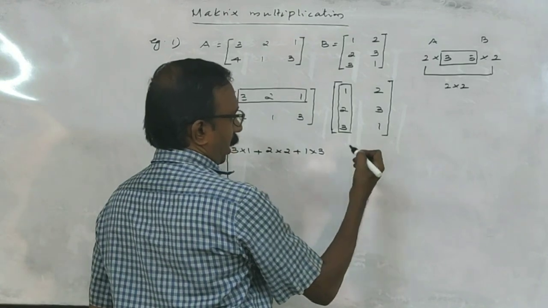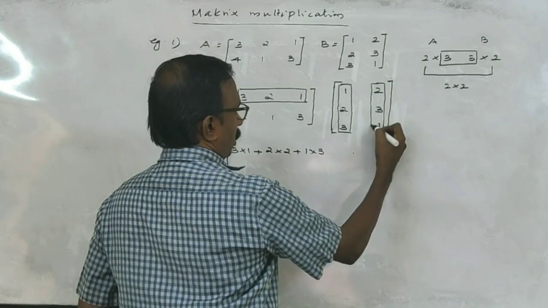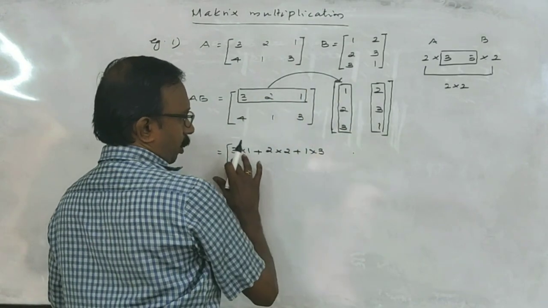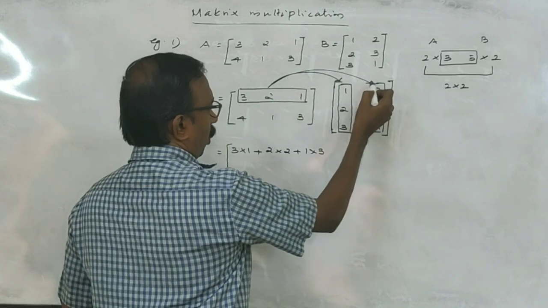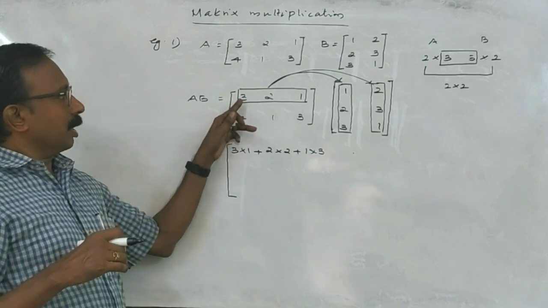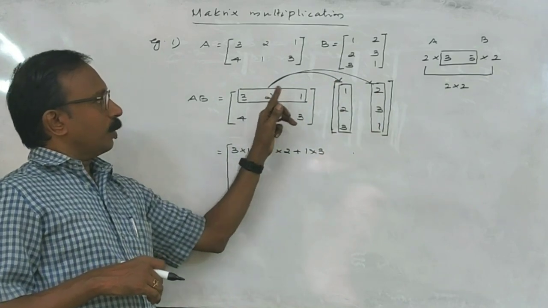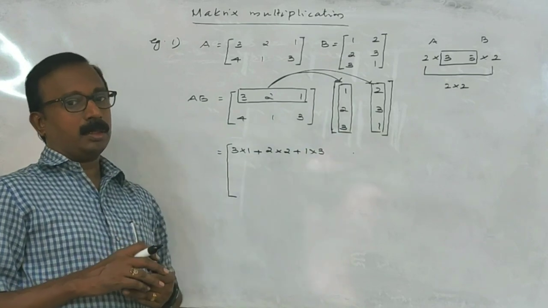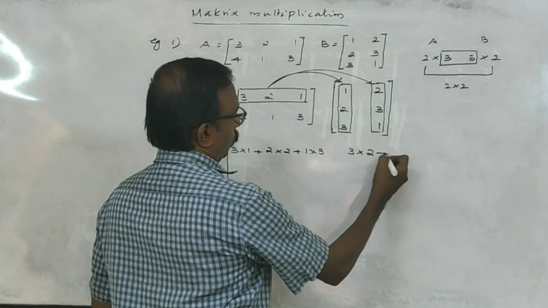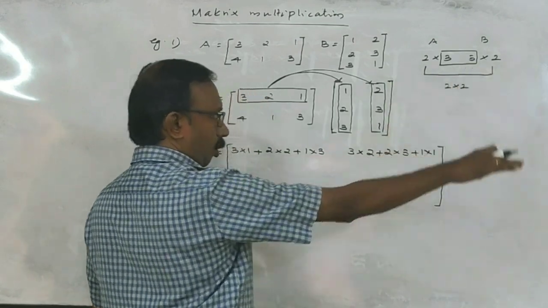Now I am finding the second element of the product matrix. I am selecting the second column of the second matrix, with the first row. First row into first column gives the first element; first row into second column gives the second element. We take the sum of the products of the first row and the second column. That is 3 into 2 plus 2 into 3 plus 1 into 1. Now there is no more column, so we can close that.